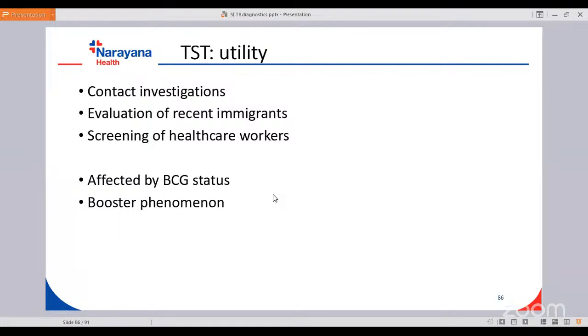That's just not done. When will you do a tuberculin skin test? Considering that it's going to be positive in one-third of us, you may still ask, is there a utility to the tuberculin skin test? Yes, there is. You will do the tuberculin skin test in contact investigations.